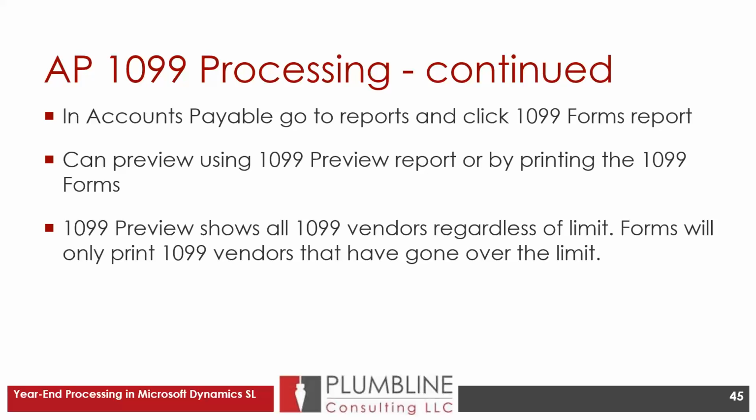In accounts payable, you can go to your reports and click on the 1099 forms report. You can preview using 1099 preview or by printing your 1099s to maybe plain paper. 1099, again, will show all of your vendors regardless of the limit, and the forms will only print those that have gone over the limit.